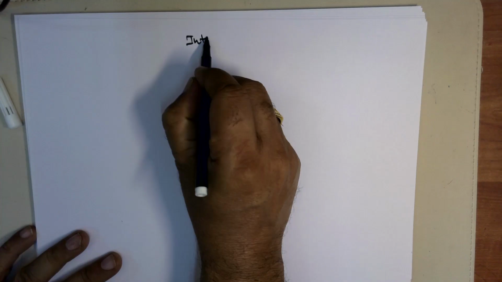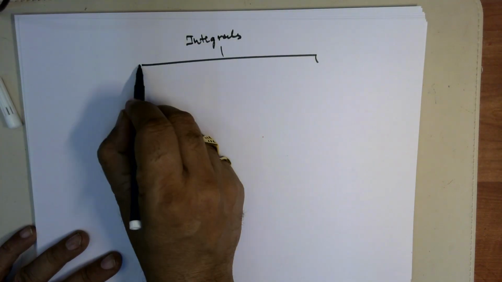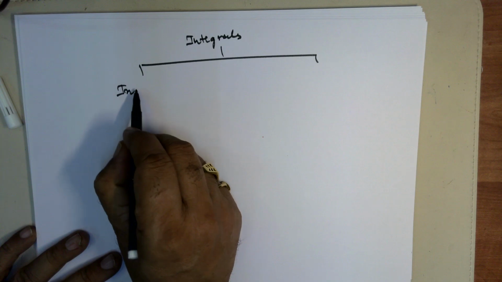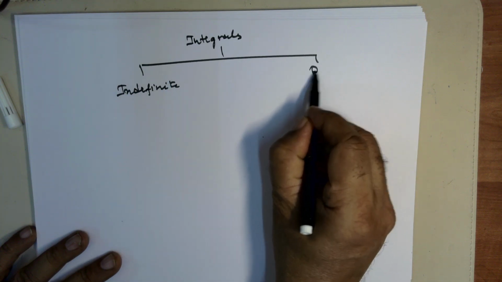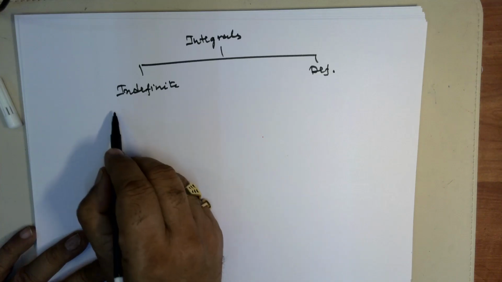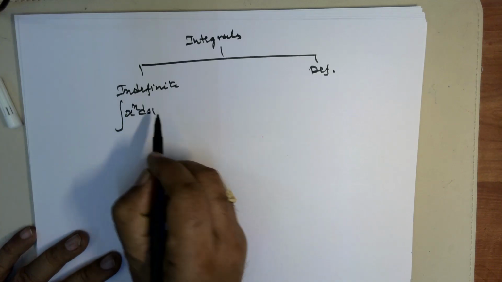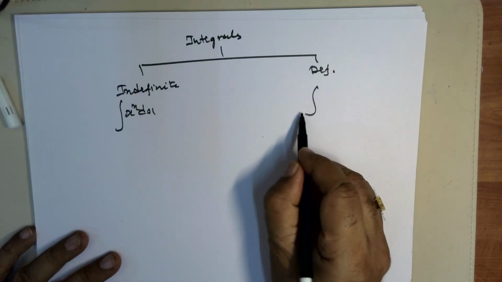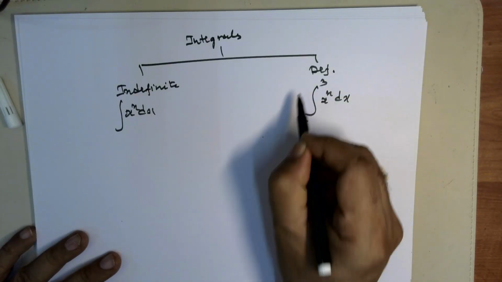Integrals. In integrals, we have got two types of integrals: indefinite integral and definite integral. The indefinite integral is indicated by, for instance, x power n dx, whereas the definite integral is indicated by x power n dx with the limits of 2 and 3.